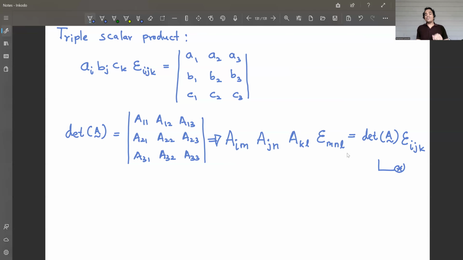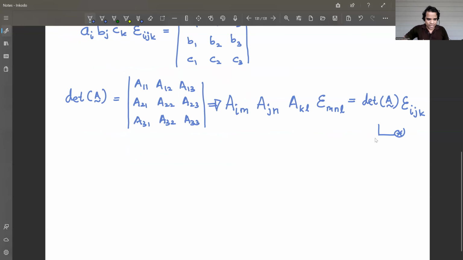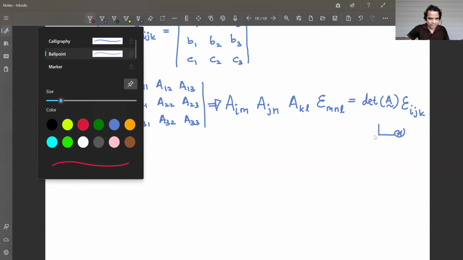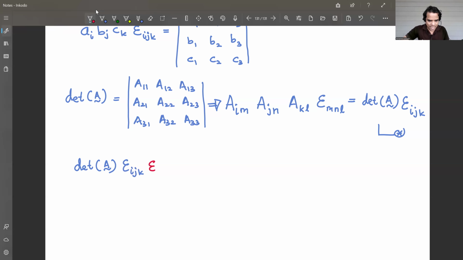Okay. Now from this, I'm going to find the value for the determinant of A. To find the determinant of A, in this previous equation, I'm going to multiply both sides by epsilon ijk. On this side we already have one epsilon ijk, so now I am multiplying by epsilon ijk on this side too.